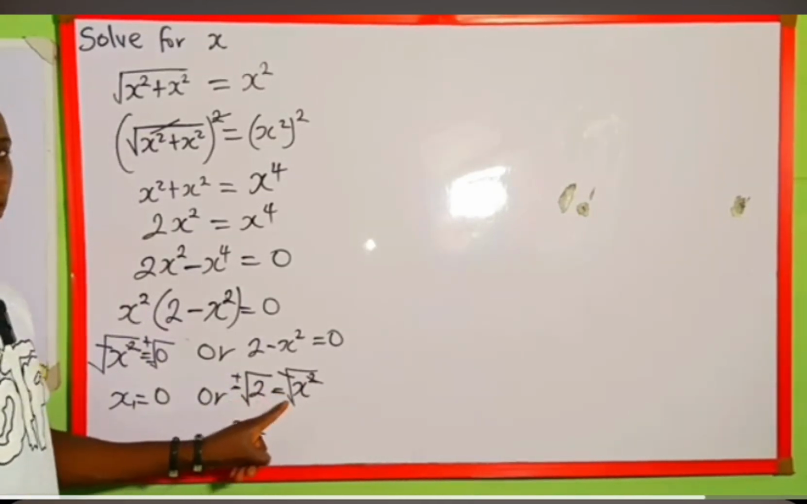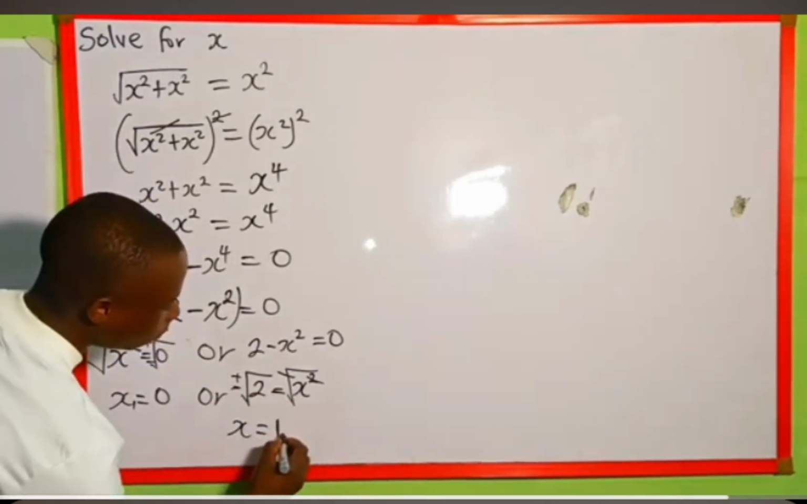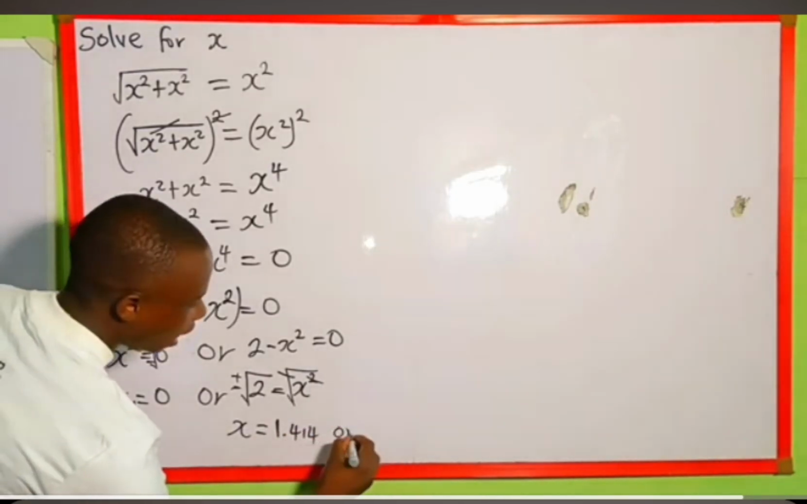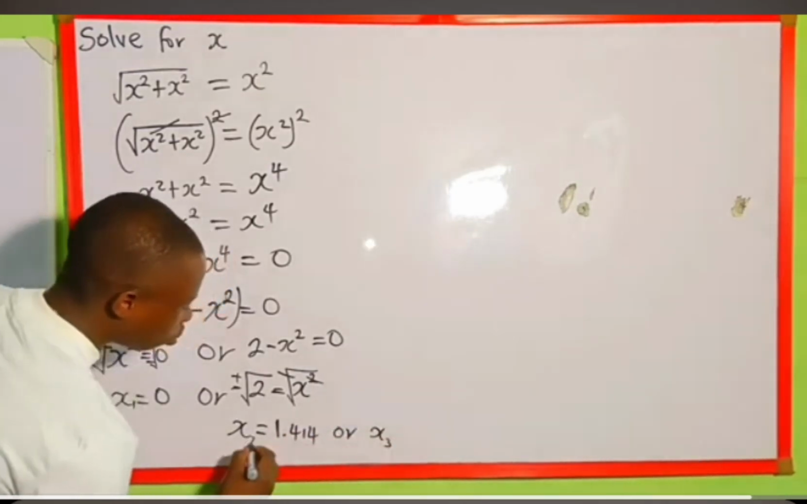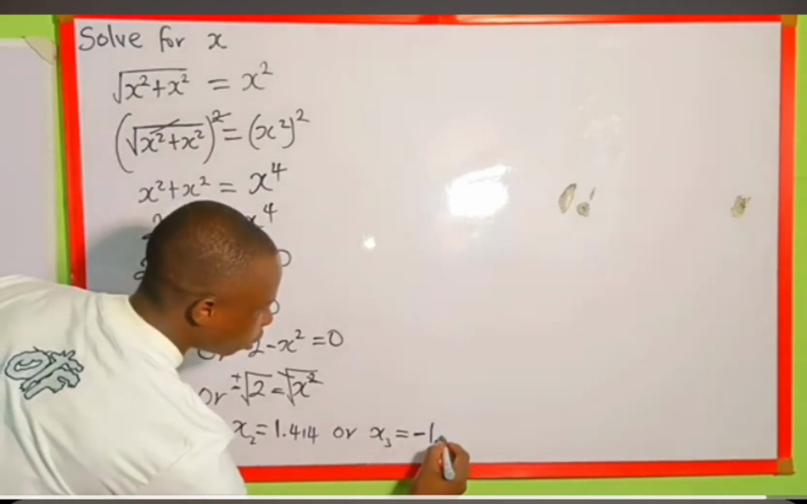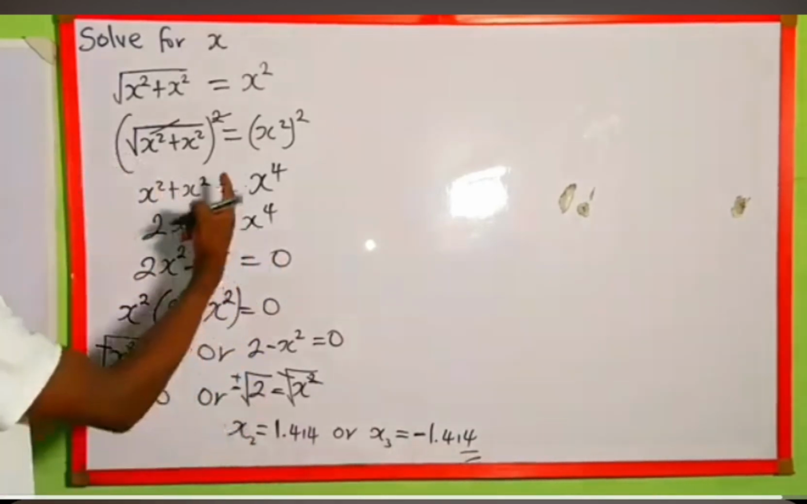And when you take the square root of 2, it gives us 1.414. So x2 is equal to positive 1.414, or x3 is equal to negative 1.414. And here are the values of x that satisfy this equation.